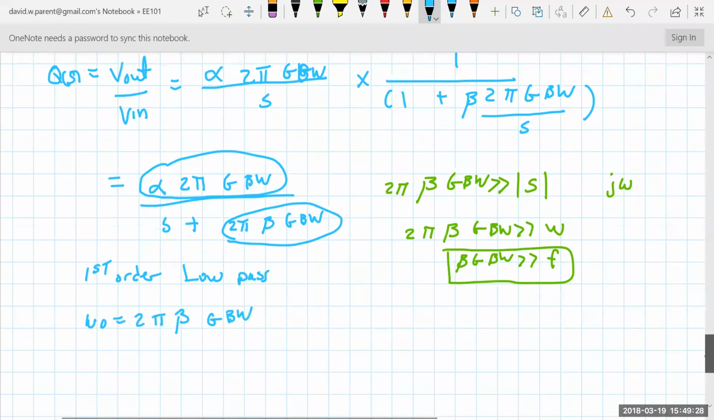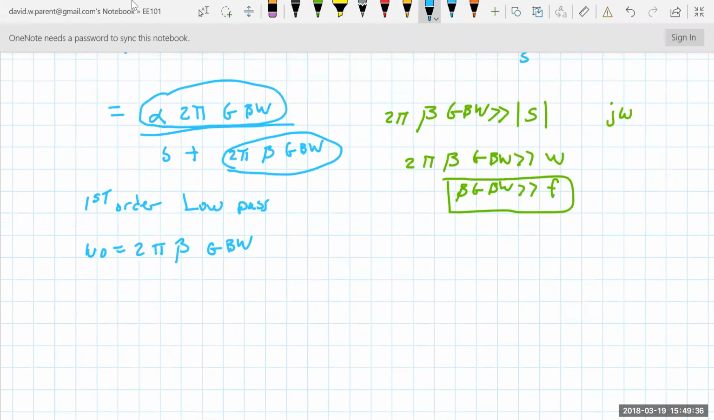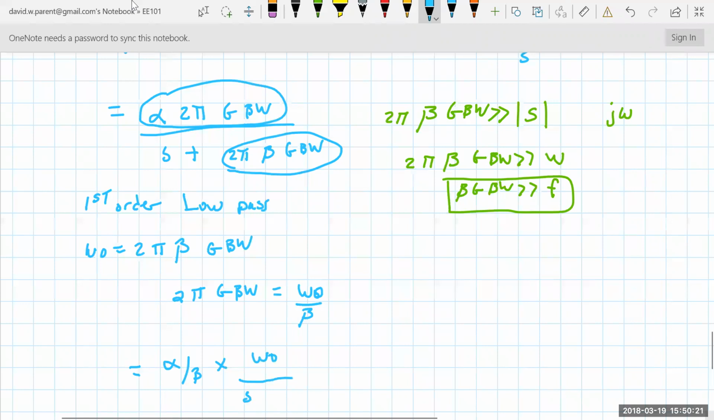Now, this still isn't in a form, I think, that is kind of easy to see. But remember, 2 pi gain bandwidth equals omega naught divided by beta, right? Because this is omega naught, it's got 2 pi, that has 2 pi. That has gain bandwidth, that has gain bandwidth. This has beta, this doesn't. Oh, okay, well, we'll make them the same by dividing through by beta. So now I have alpha divided by beta. Now I'm going to put in my omega naught, s plus omega naught.